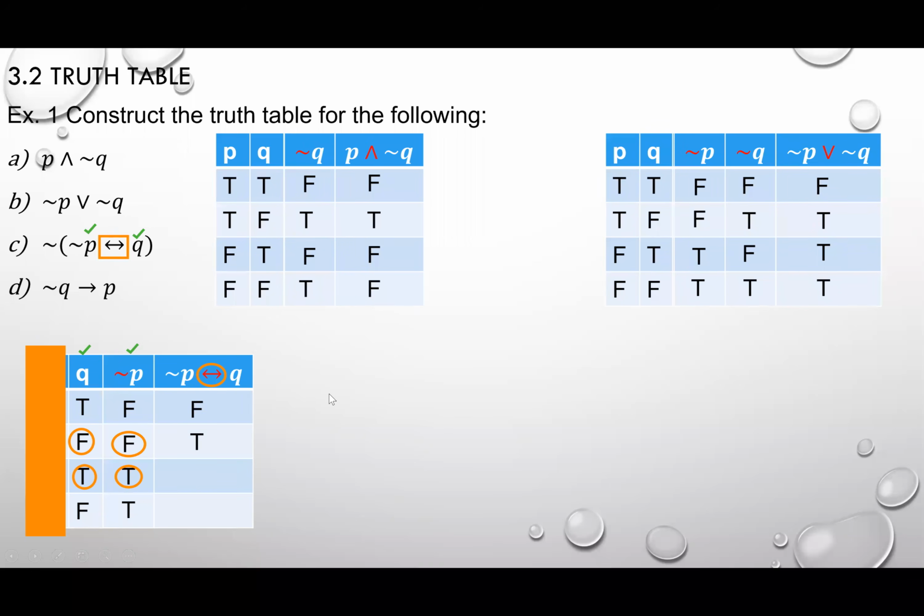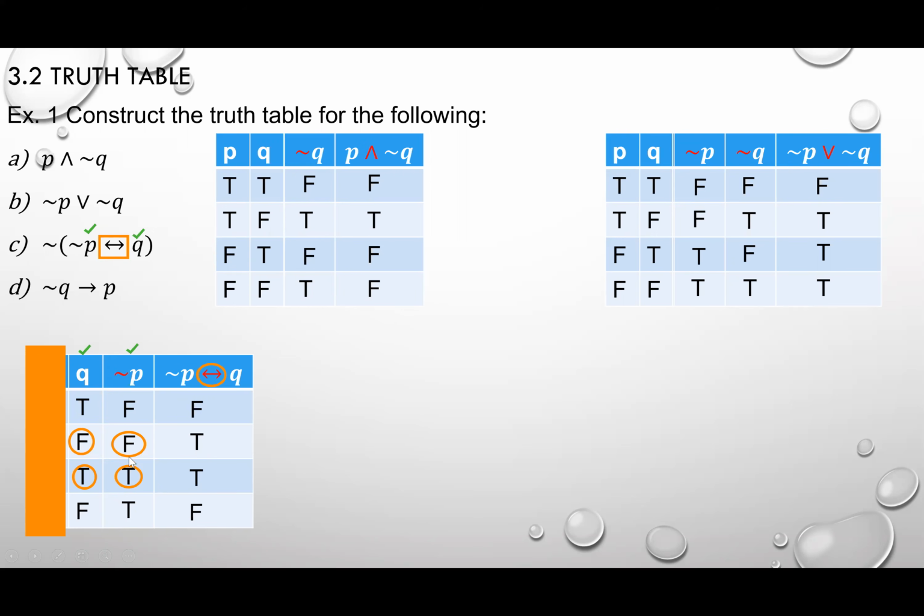Both of them are true. Both of them are false. Because they have the same value, the result is true. If they don't have the same value, the result is false. And that is your if and only if, your biconditional statement. And for a biconditional statement, we need two of the same. And that is why this item is true, regardless of whether it's false.